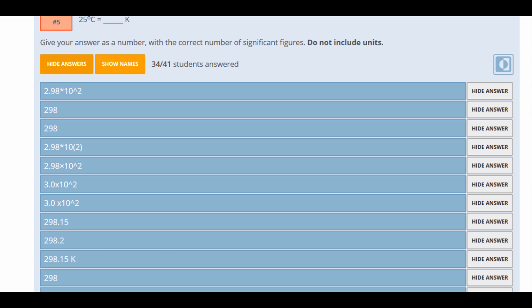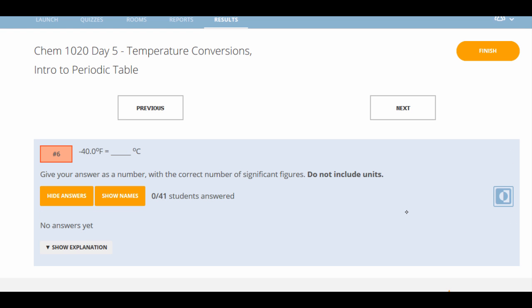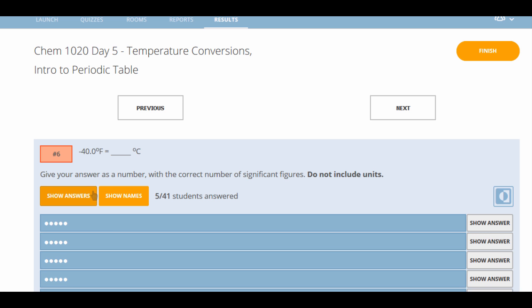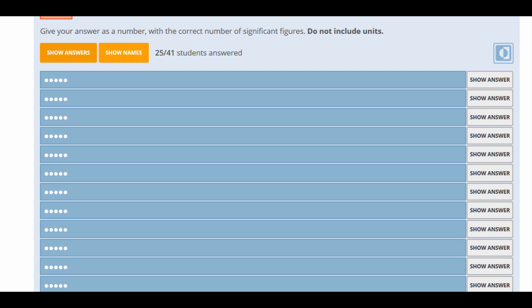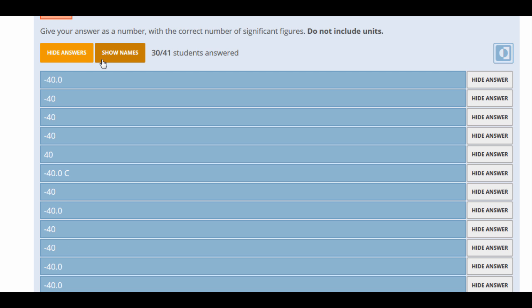Go to the next one. Get your answer put in. Once again, correct number of significant figures or decimal places. Negative 40 degrees Fahrenheit is how many degrees Celsius? And we're going to get our answers locked in here. We'll count down. 5, 4, 3, 2, 1. And it should be negative 40.0.